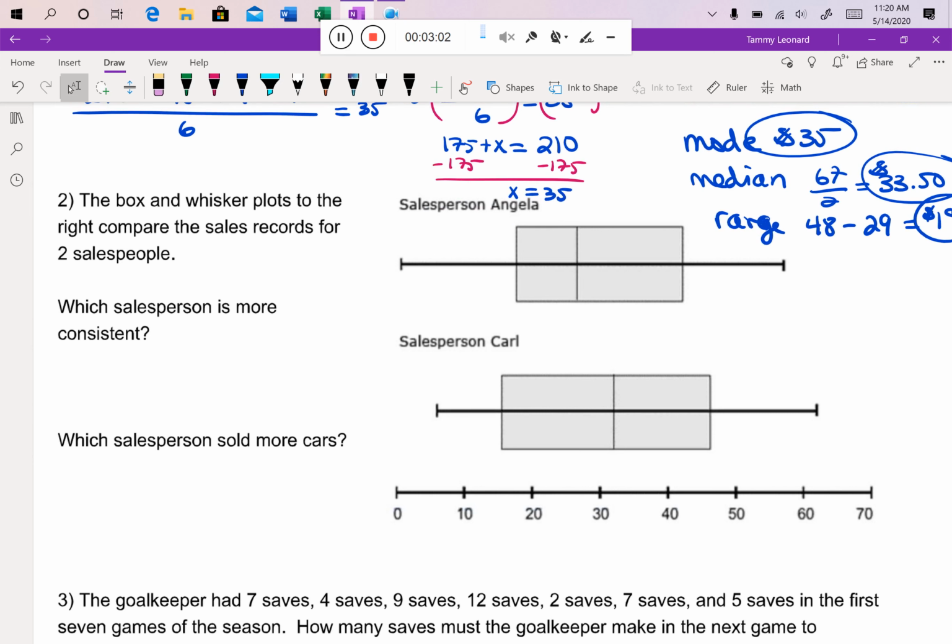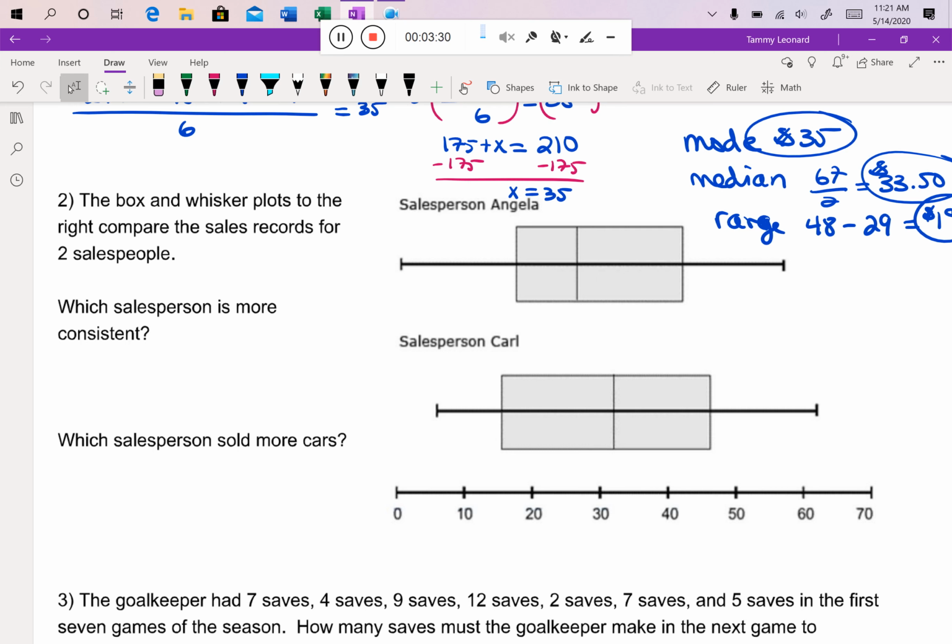Well, consistency typically deals with a small box on the box and whisker plot, because that means that 50% of the data is happening in a small area. It also would encourage us to have small whiskers. The further the whiskers are spread out, the greater the range. And remember, a range is a measure of dispersion. So it's telling us that the values are really spread out.